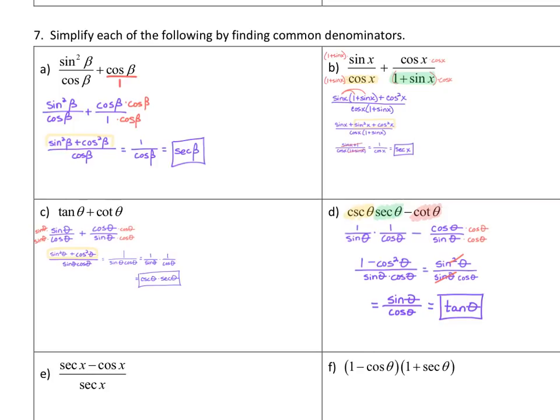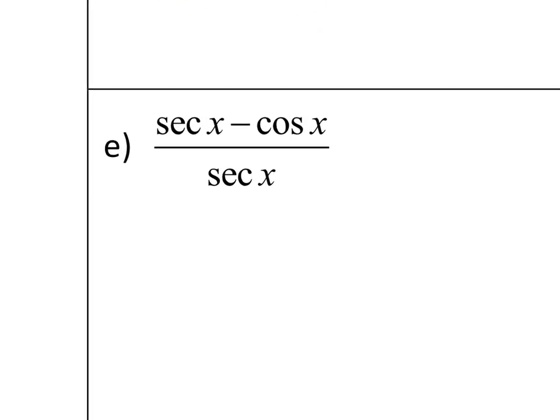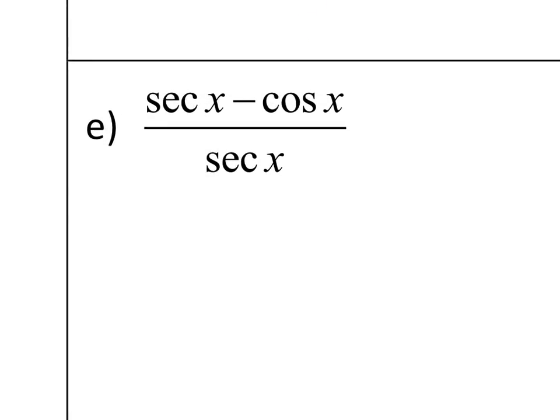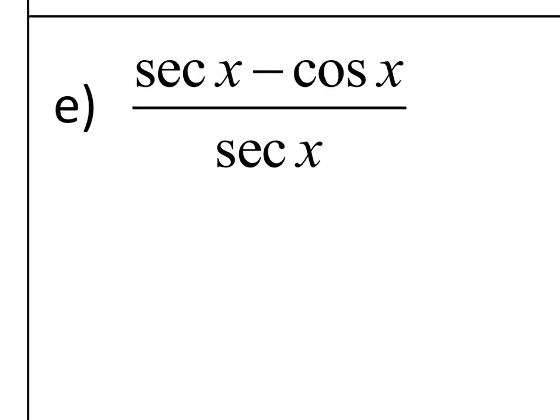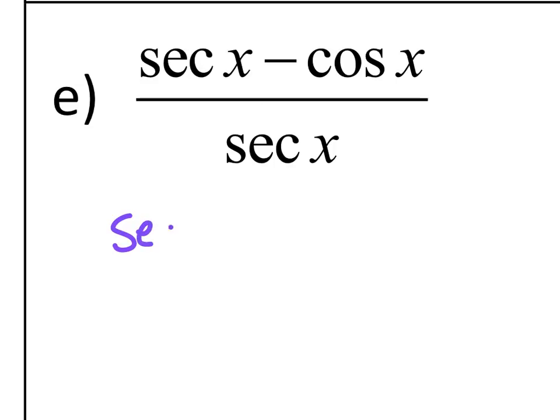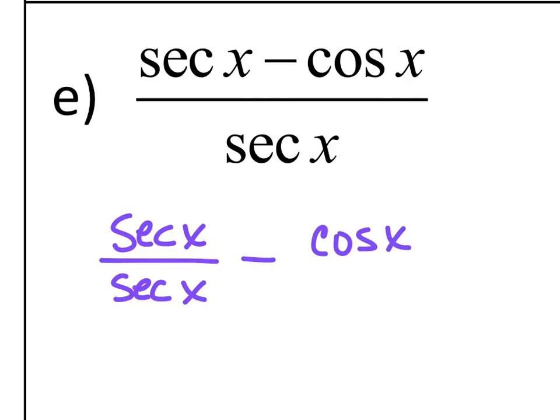Now in letter E, we're not going to be finding a common denominator. We're going to actually work that process backwards. So imagine that you already found common denominators for a subtraction problem and you did the subtraction. The original problem could be secant of x over secant of x minus cosine of x over secant of x.